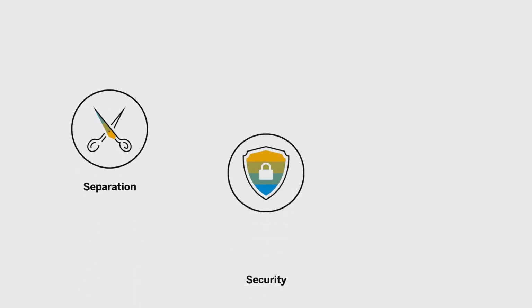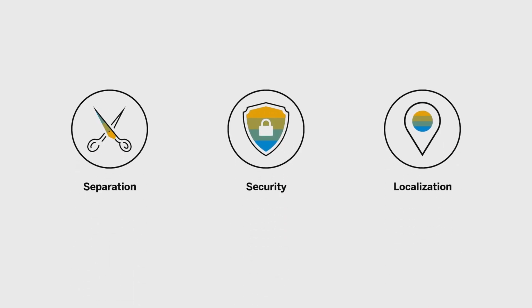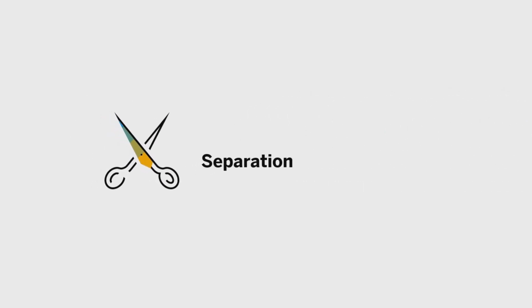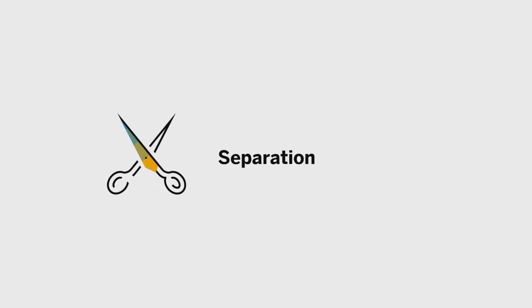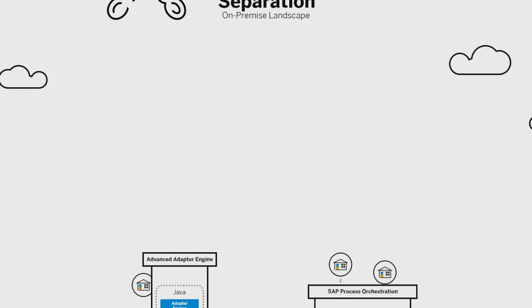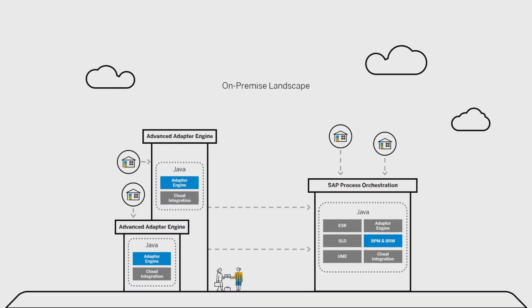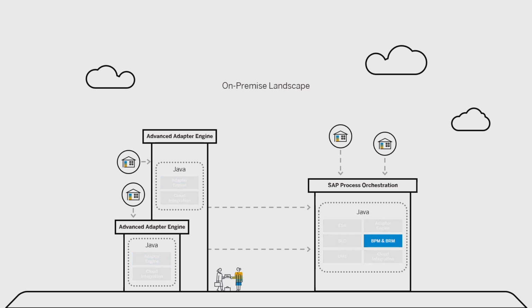We distinguish three use cases: separation, security, and localization. The first use case, separation, leverages non-central adapter engines to separate message processing for different business needs. On a technical level, separating core processes serves to avoid negative impact from other processes running on the central hub competing for the same hardware resources.